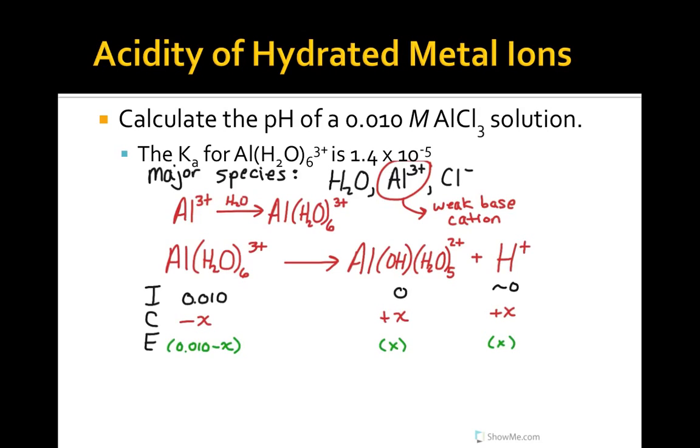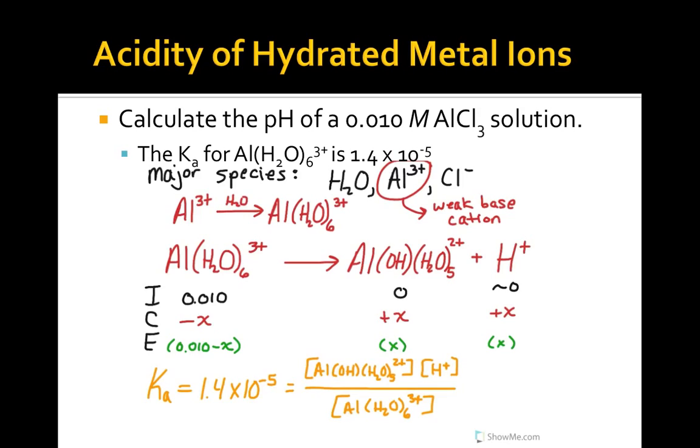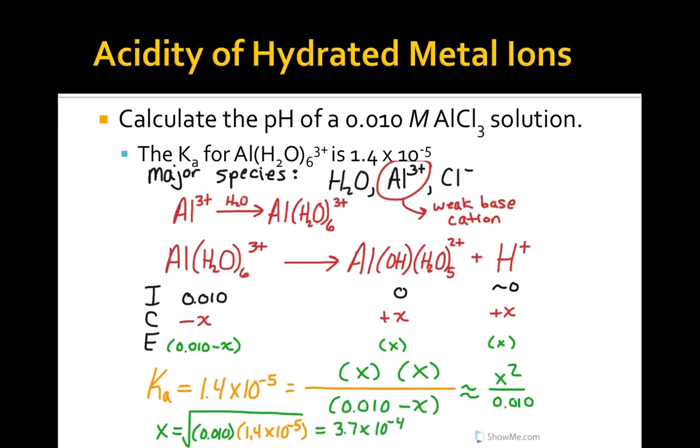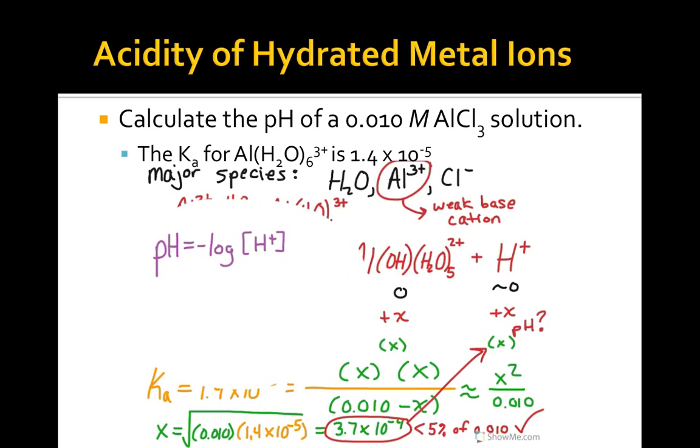Solving this equilibrium problem, as we would any other, allows us to calculate the extent of the reaction. We were given the Ka for the hydrated aluminum complex. So by substitution and approximation, we can calculate the hydrogen ion concentration, 3.7 times 10 to the negative fourth molar, which is about 3.7% of the initial acid concentration, so our approximation is good. The pH can be calculated from the hydrogen ion concentration at equilibrium. The pH of a 0.010 molar aluminum chloride solution is therefore 3.43.